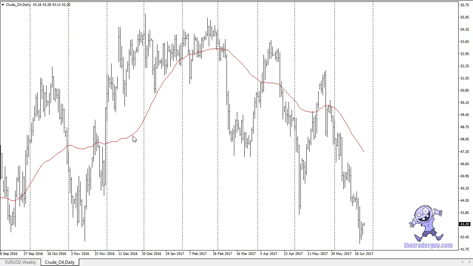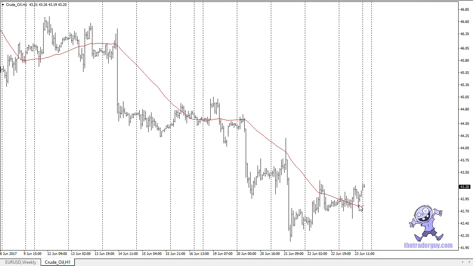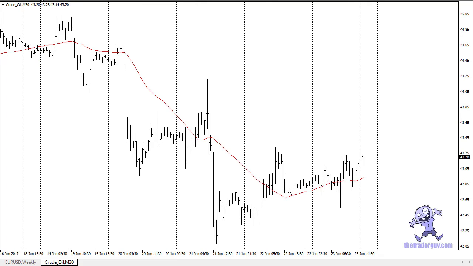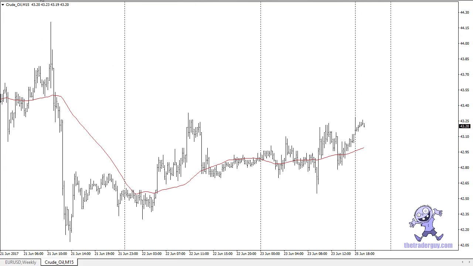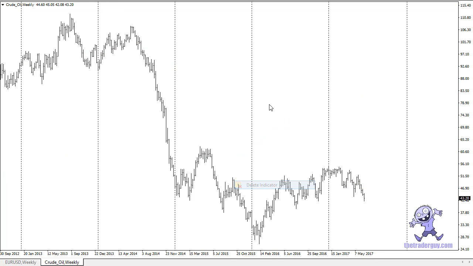Well, watch what happens when I switch to the daily. Now, all of a sudden, the 50-day moving average looks very bearish. The 4-hour not only looks bearish, but it looks like it's actually affecting the market, which it is not, by the way. And then the 1 hour, it looks like it's trying to turn up. 30 minutes is grinding a little higher. 15 is slightly positive, and 5 is very positive. That's the problem when you start talking about the trend.